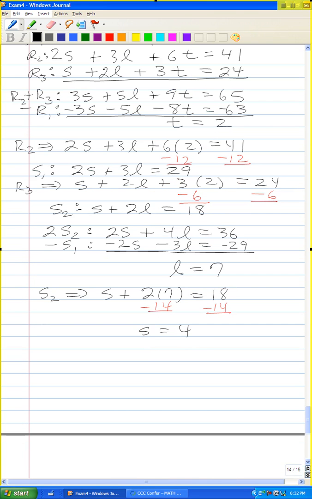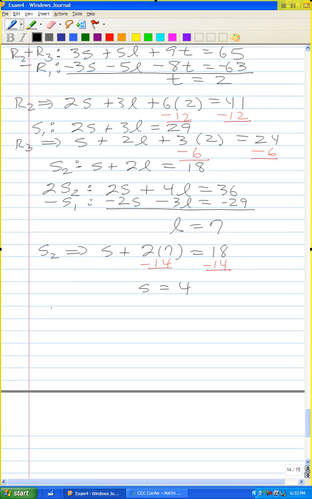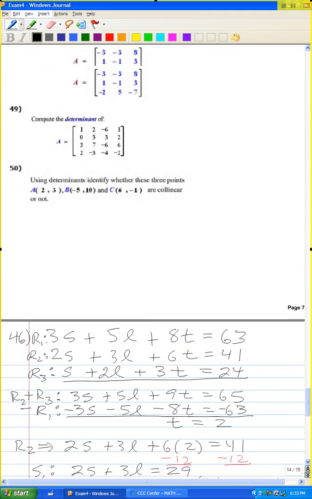And so from that we get 4 small pickups, 7 large pickups, T, 2 large trucks. And that is your answer. Okay.